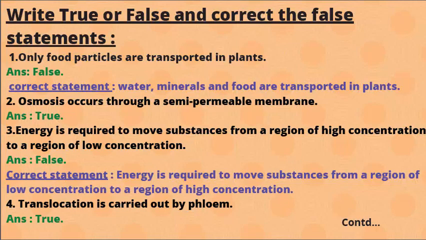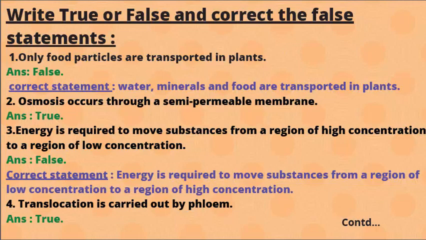Now we have: write true or false and correct the false statements. Number 1, only food particles are transported in plants. Answer is false. Correct statement is water, minerals and food are transported in plants. Number 2, osmosis occurs through a semi-permeable membrane.